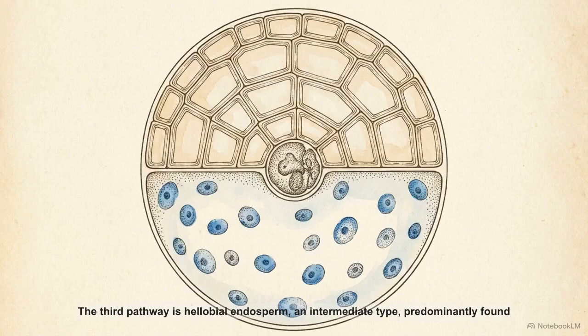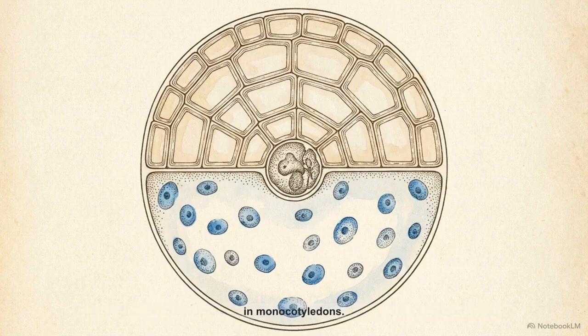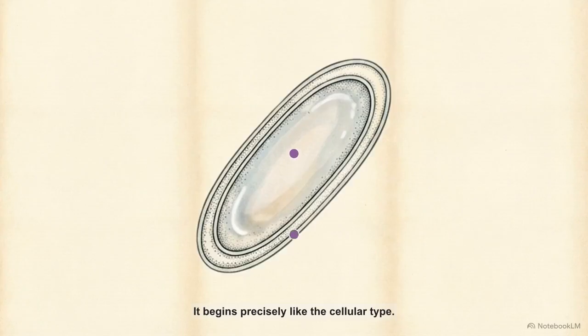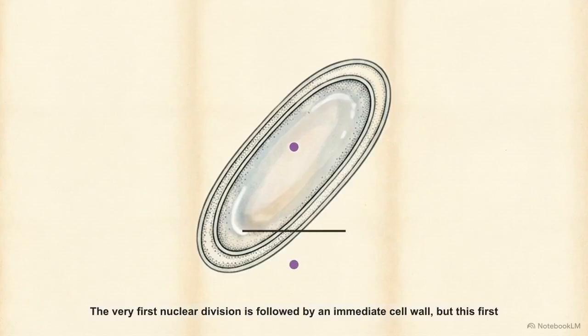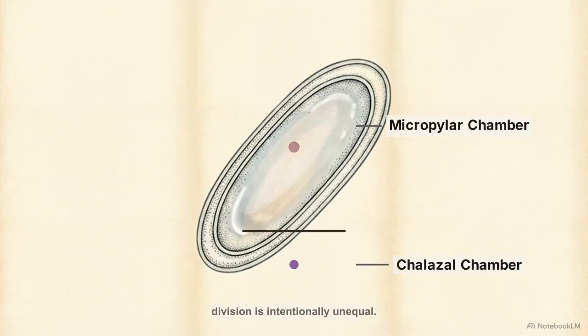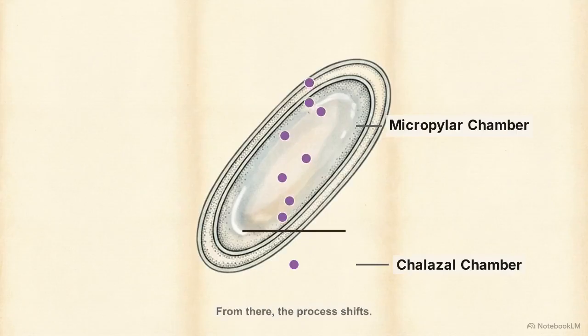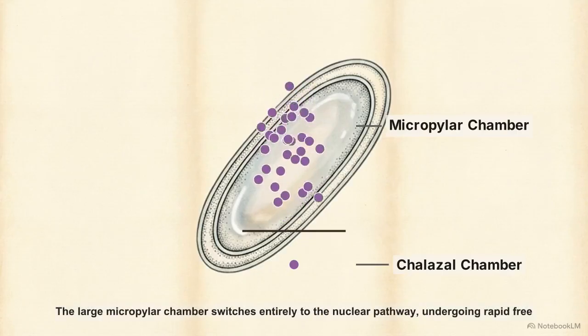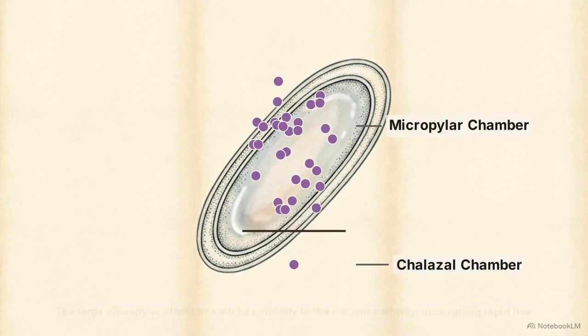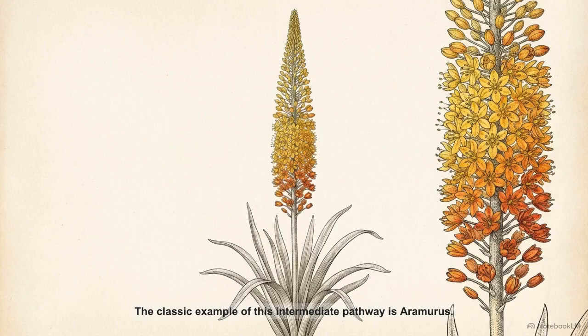The third pathway is Helobial endosperm, an intermediate type predominantly found in monocotyledons. It begins precisely like the cellular type. The very first nuclear division is followed by an immediate cell wall, but this first division is intentionally unequal. It partitions the sac into a very large micropylar cell and a much smaller chalazal cell. From there, the process shifts. The large micropylar chamber switches entirely to the nuclear pathway, undergoing rapid free nuclear division, while the small chalazal chamber remains largely static. The classic example of this intermediate pathway is Asphodelus.